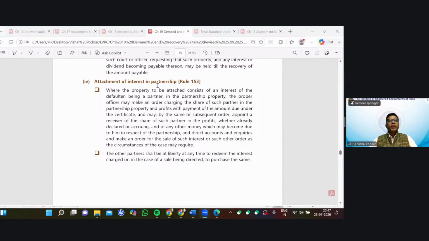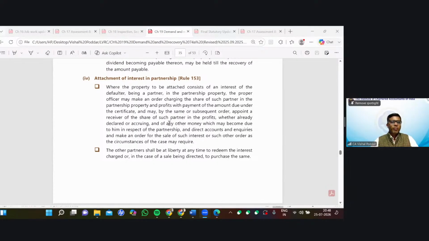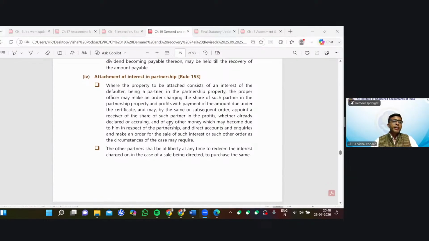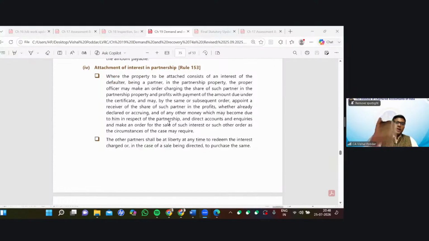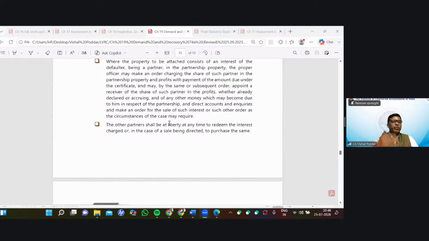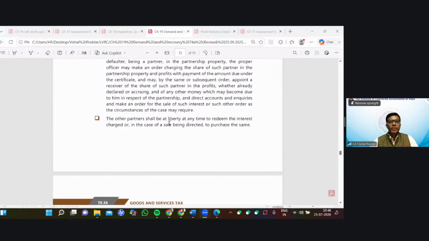Next, attachment of interest in partnership. Where the property to be attached consists of an interest of the defaulter being a partner, so it is nothing but your capital in a firm, then the proper officer may make an order charging the share of such partner in the partnership property and profits with payment of the amount due under the certificate. So in such cases, the proper officer can attach even your share, your rights in that particular partnership, which includes your capital, your share in profits, etc.